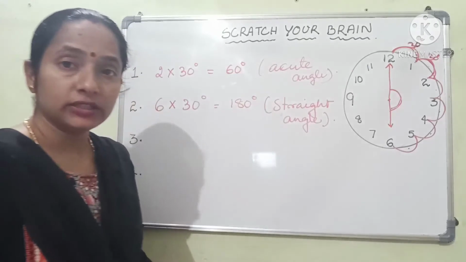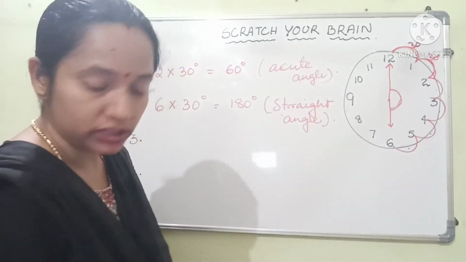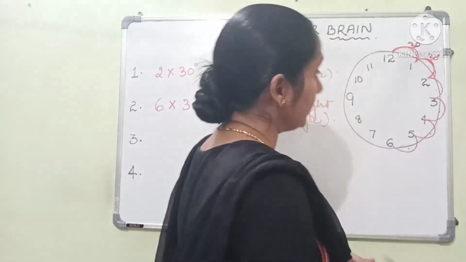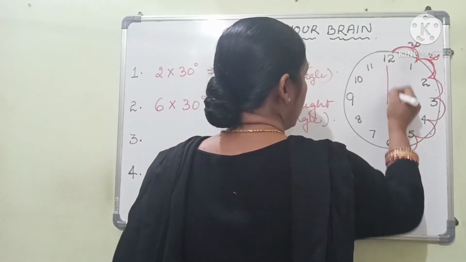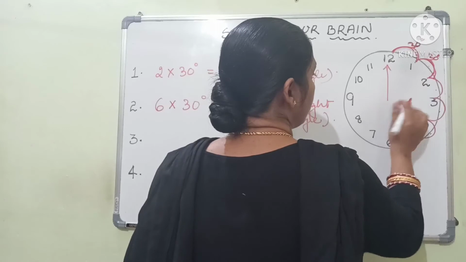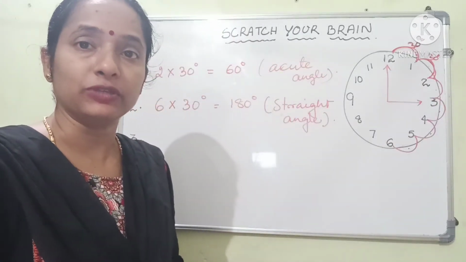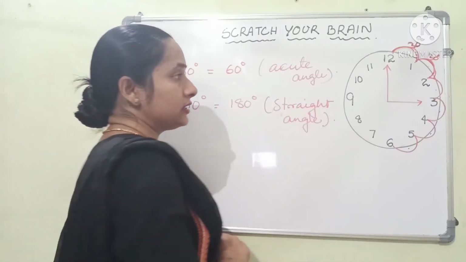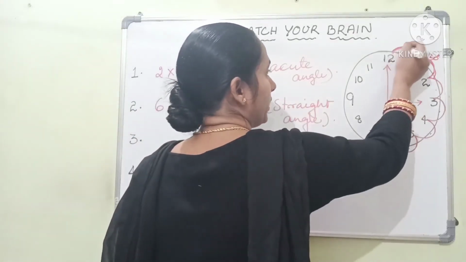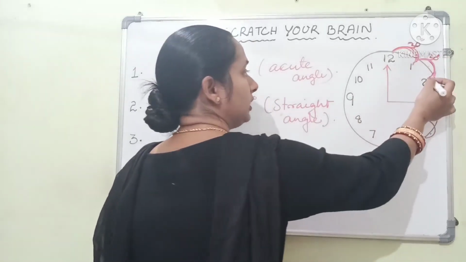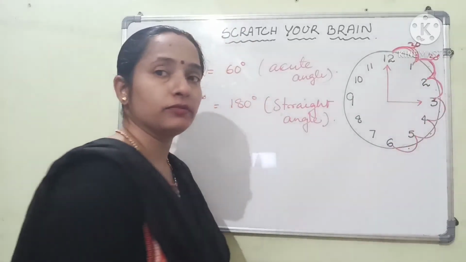Now let us come to the third figure given in your book. In the third figure, one of the hands is pointing to 12, whereas the other hand is pointing to 3. Now tell me what is the angle between these two hands. Let us once again check. From 12 to 1, 30 degrees. Again 1 to 2, another 30 degrees. And 2 to 3, one more 30 degrees.